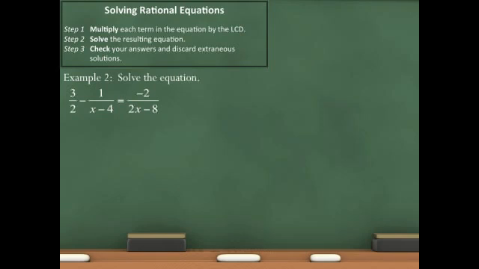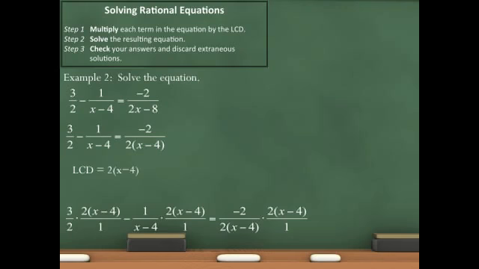Example 2. Solve the equation 3/2 minus 1 over x minus 4 equals negative 2 over 2x minus 8. Find the common denominator of 2, x minus 4, and 2x minus 8. Factor 2x minus 8 into 2 times x minus 4. The LCD is 2 times x minus 4. Multiply each term of the equation by the LCD.